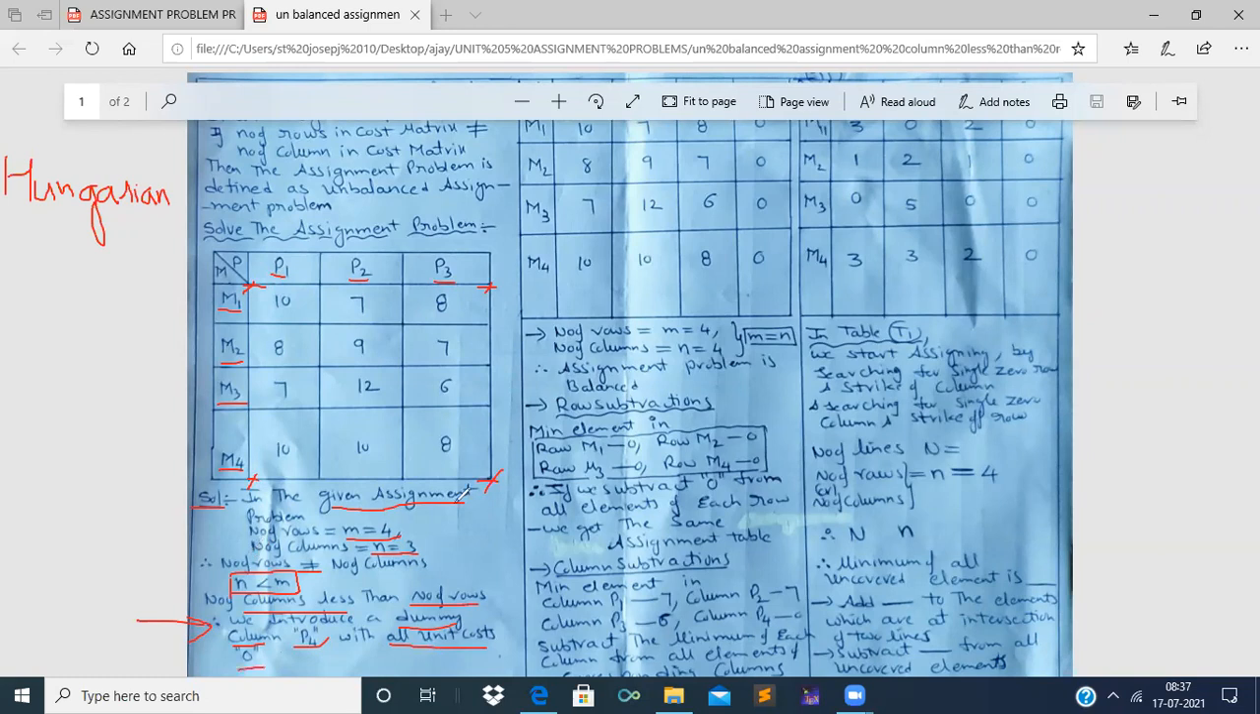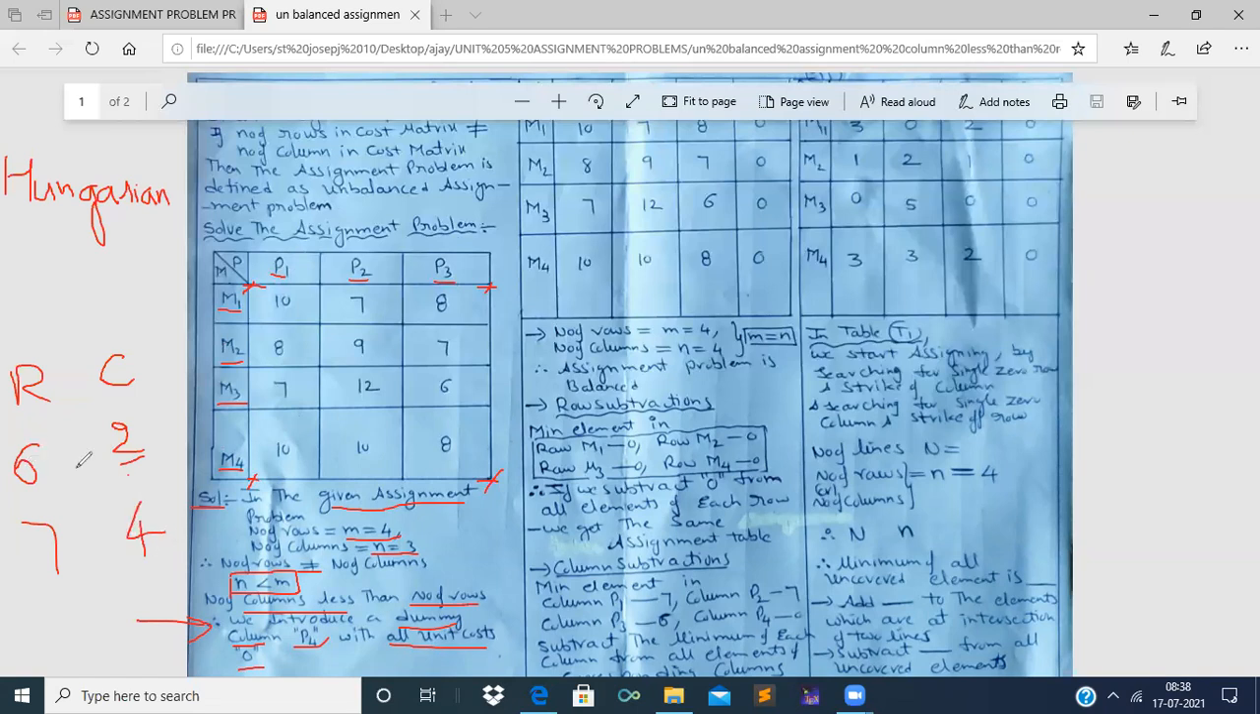Here you may get a doubt. If the number of rows is 5, see here, I am writing here. If the number of rows is not 5 but 6, how many columns should be introduced? If the number of rows is 7 in this problem, then we have to introduce 4 columns, since only 3 columns are there.